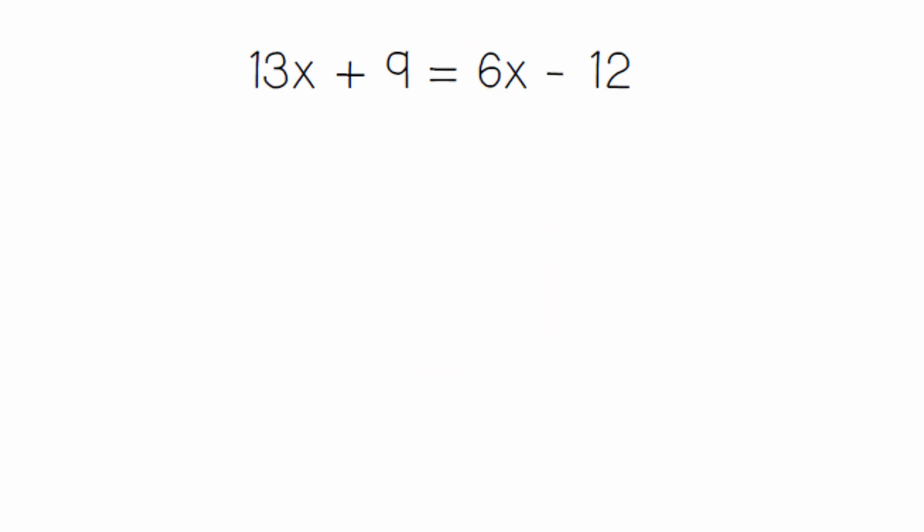For number 3, we have the equation 13x plus 9 equals 6x minus 12. We're going to skip step number 1 because we don't have any parentheses to distribute. We're going to skip step number 2 because we do not have any like terms. 13x and 9 are different. 6x and 12 are different. We jump straight into step number 3, meaning we take our variable 6x, and we do the opposite. We do a minus 6x.